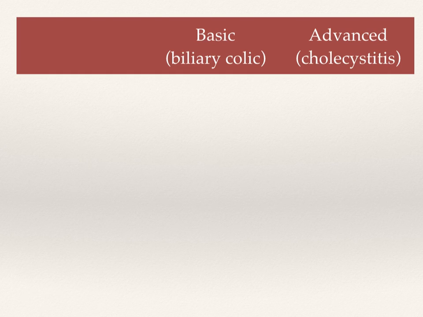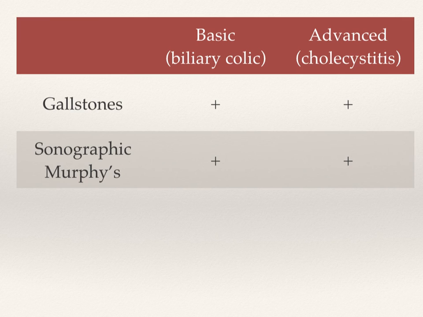Okay, so we've gone through a couple things. I just want to point out now what are going to be some of the differences between symptomatic biliary colic and advanced gallbladder disease, cholecystitis. In both cases, we should have gallstones present. There are a couple cases when you can have acalculous cholecystitis, and we're going to come back to that, but really we should be looking for gallstones to be present.